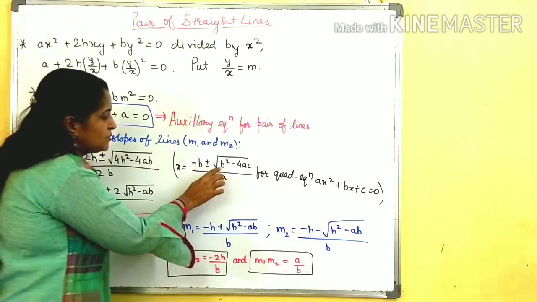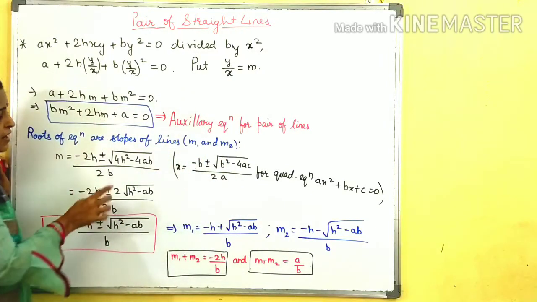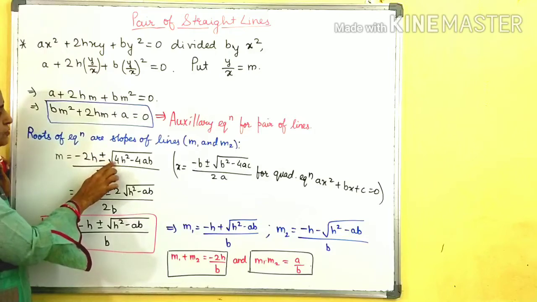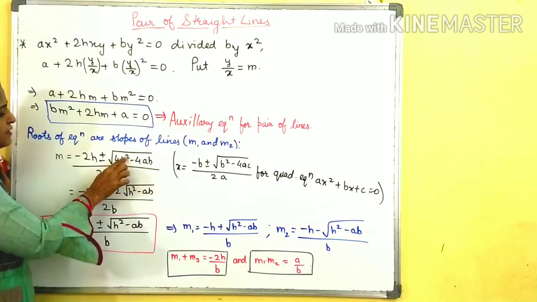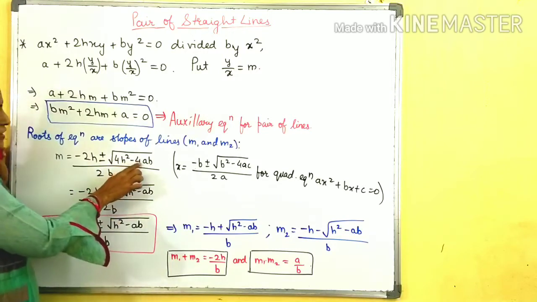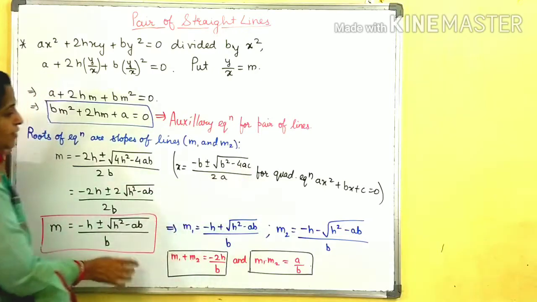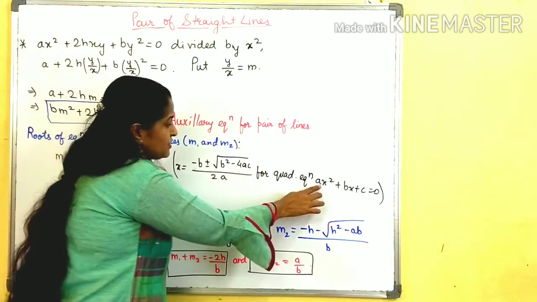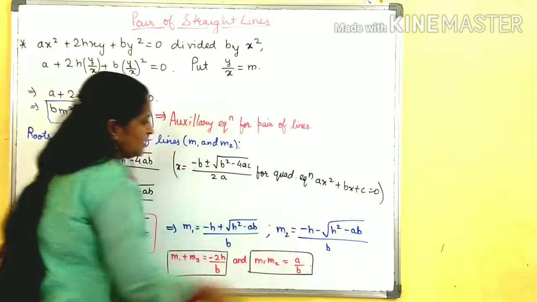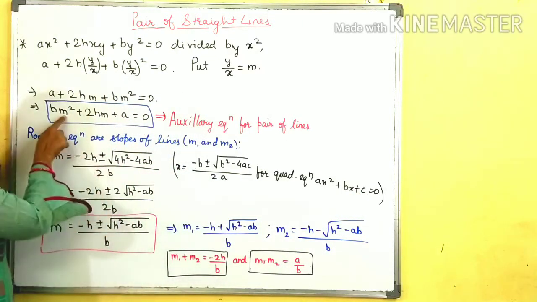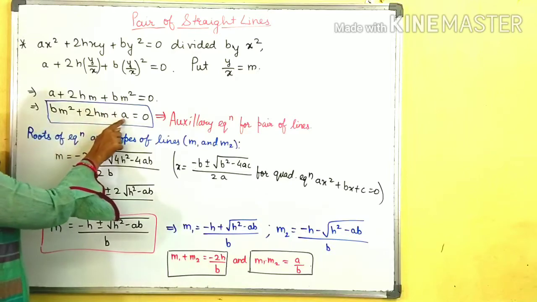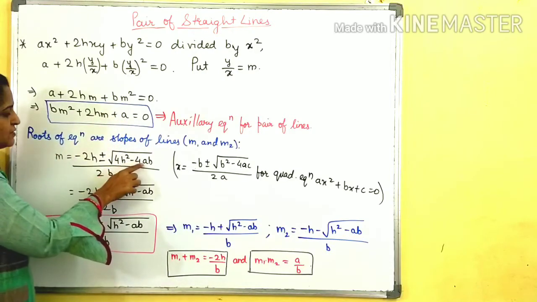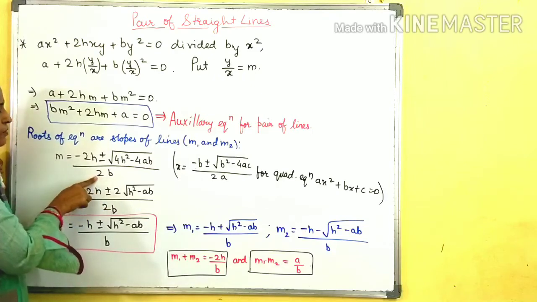Then you have b square. B square is nothing but again the coefficient of m, which is 2h, so we get 4h square minus 4ac. What is ac? A is the coefficient of x square and c is the constant term. Compare that with here: a is the coefficient of x square, so here b is the coefficient of m square and the constant term is a. So we get minus 4ab upon 2a.